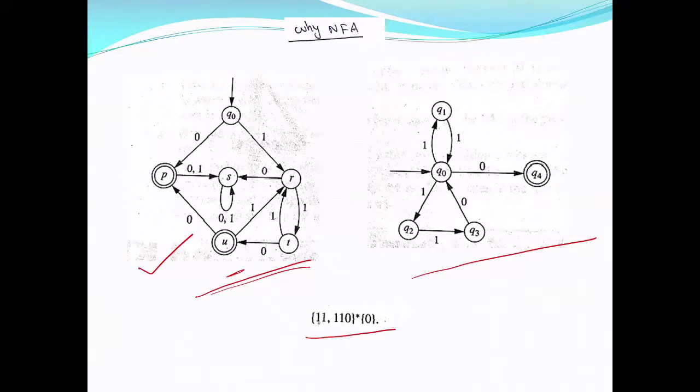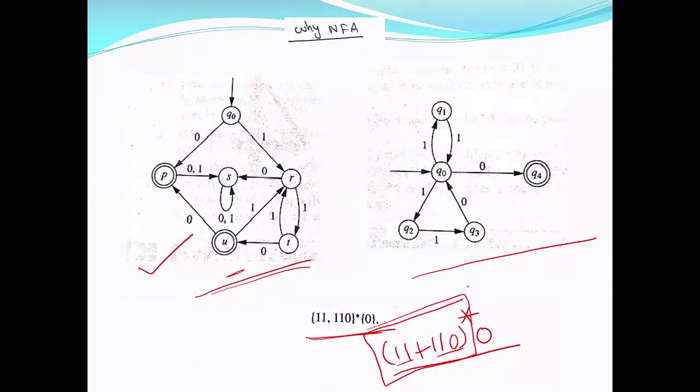You just see 1 1 R comma means R plus. It is the same as 1 1 plus 1 1 0. This is the shorthand notation many textbooks will use. 1 1 plus 1 1 0 whole star, then 0. This is the regular expression. Now you say 1 1 or 1 1 0 can be repeated any number of times. Look at this pattern, it can be repeated any number of times.